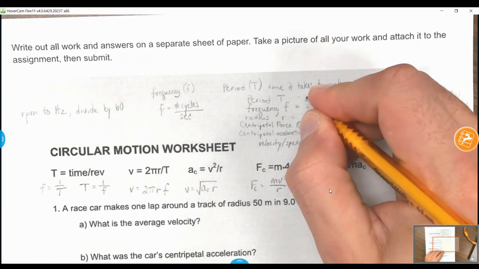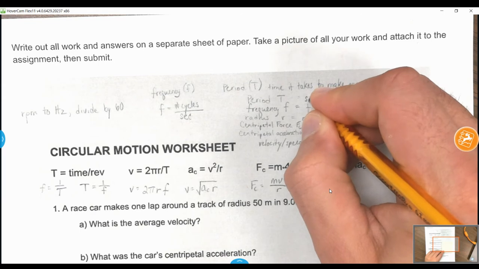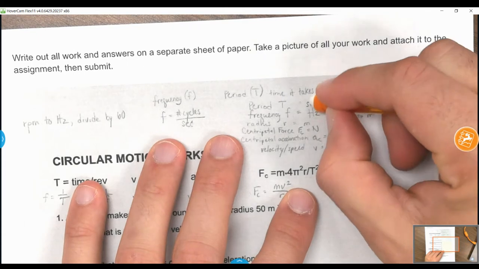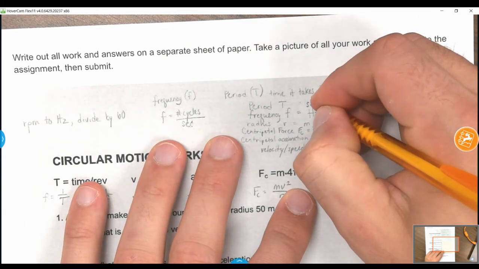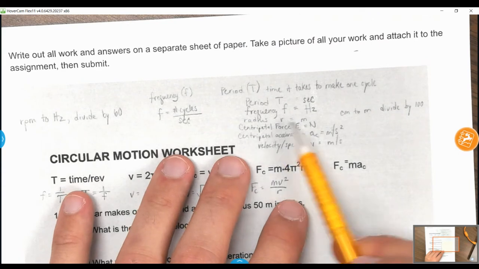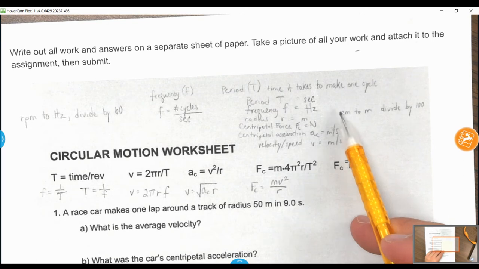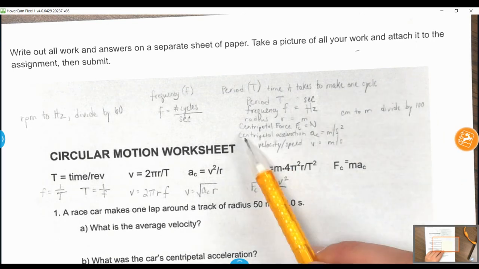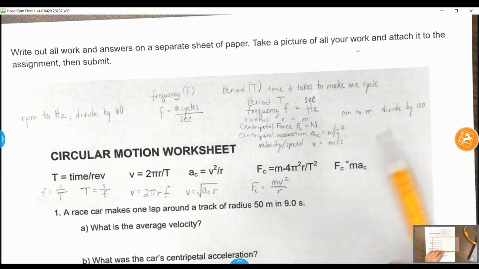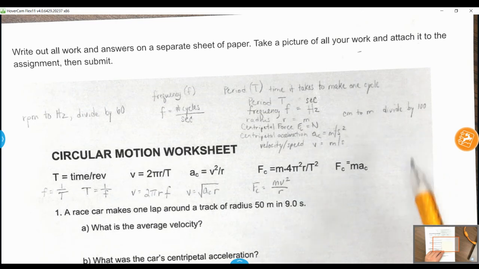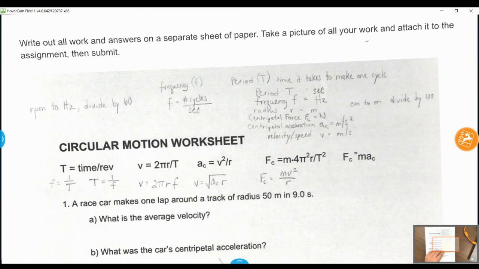Period is measured in seconds. Frequency in hertz, radius is in meters. If you have to put something that is in centimeters into meters, you're going to divide by 100. Centripetal force is in newtons. Centripetal acceleration is in meters per second squared. Velocity, speed, meters per second.